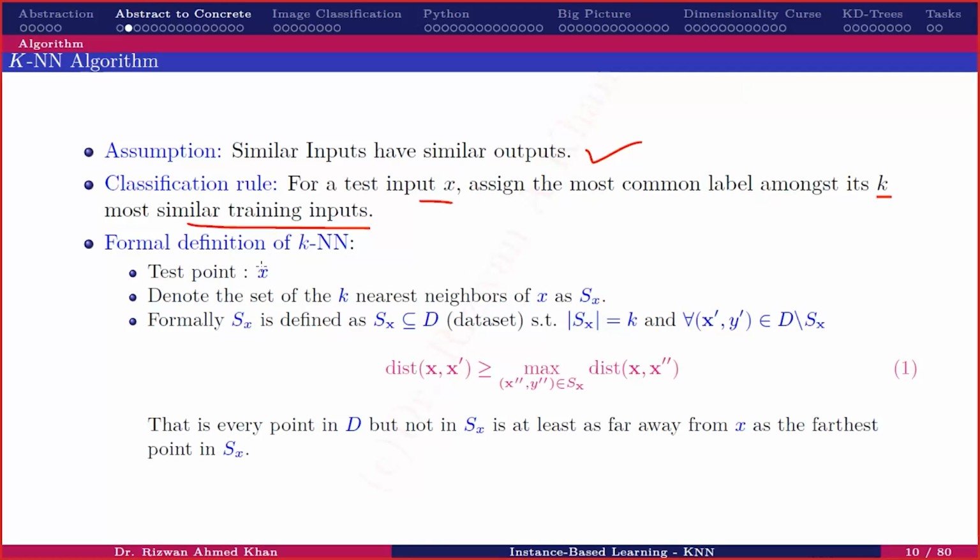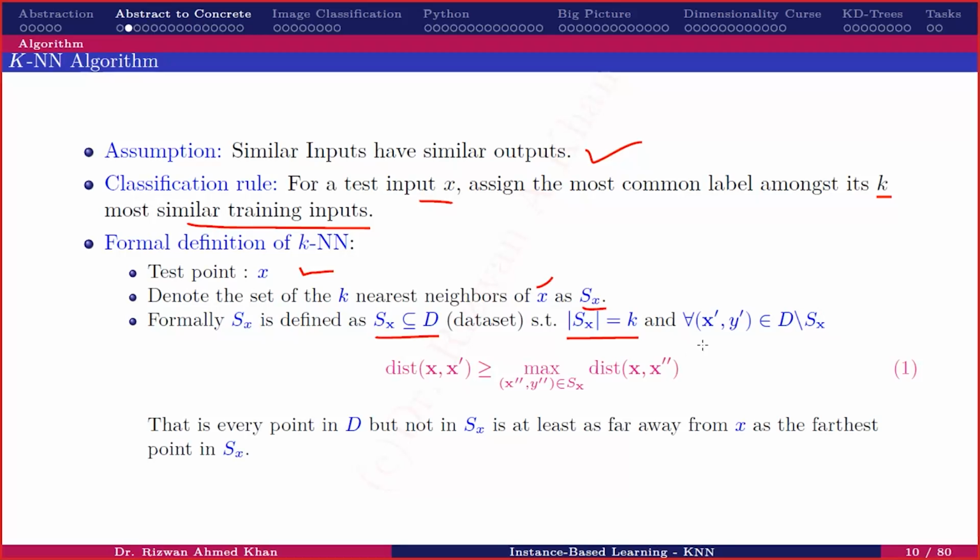And formally, we can define kNN as follows. Let's say we are given a test point X, and its K nearest neighbor set is denoted as Sx. So Sx is the set of all the nearby neighbors for test point X, and Sx is a subset of D, which is our data set, such that the cardinality of Sx is equal to K. So there are exactly K neighbors, or K data points, in it. It's not approximate, it's exact K.